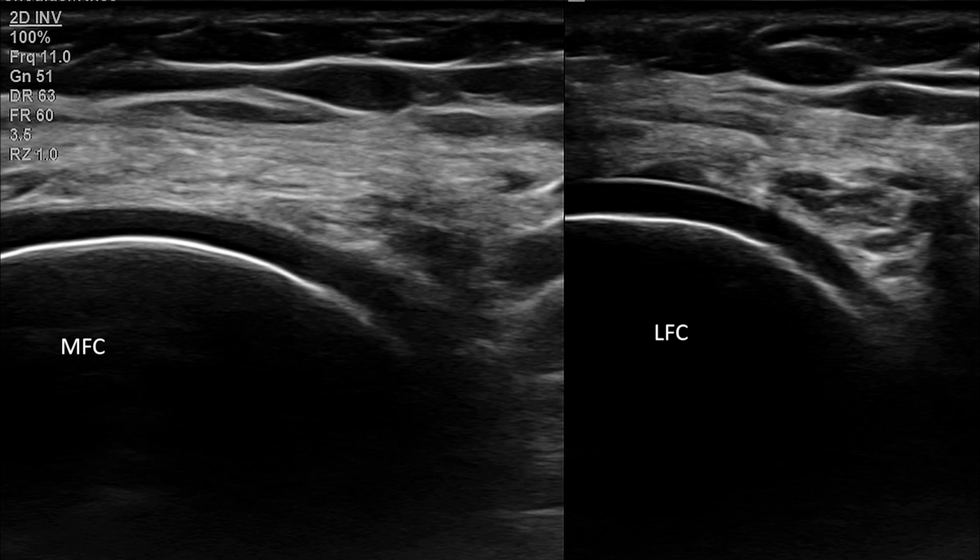Here, in the longitudinal plane over the medial and lateral femoral condyles from the anterior approach, the cartilage again demonstrates uniform thickness and a smooth surface. This corresponds to the femorotibial joint surface.